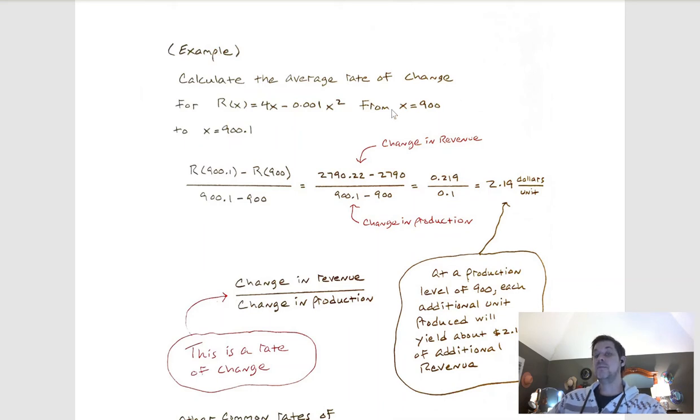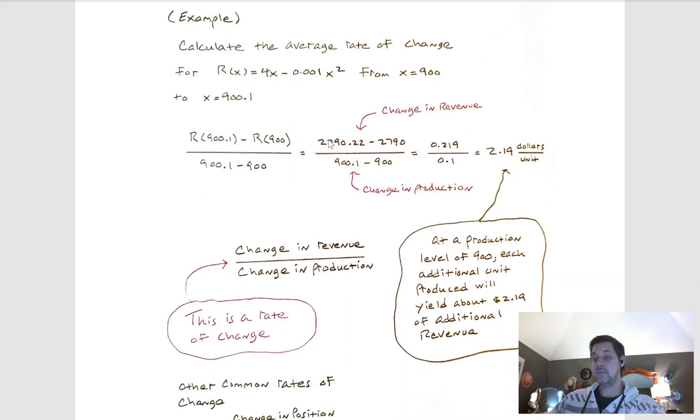And we might say, well, maybe x measures thousands of units, okay? And in that case, you could have a decimal like 0.1. But nonetheless, we will calculate the average rate of change for this revenue function between these production levels. According to formulas I've given you already, this is what that average rate of change is: R of 900.1 minus R of 900 over 900.1 minus 900.